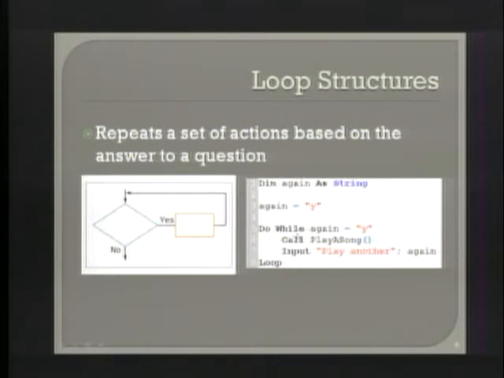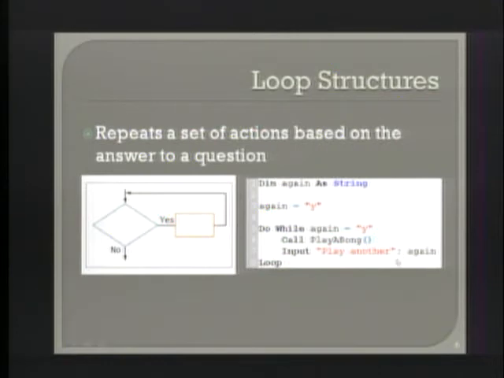And so it's going to do whatever's inside of the loop, which is lines 6 and 7. This condition is true. So if again equals y, it's going to play a song, and then it's going to ask, would you like to play another? And it's going to read again, and who knows what the user is going to type. We want them to type probably a y or an n, and I didn't make that clear on this listing on line 7. You probably would want to say play another, and then say press y or n, so that they know what they have to do.